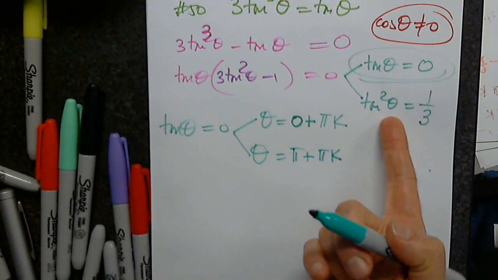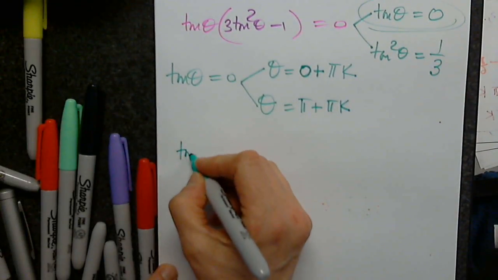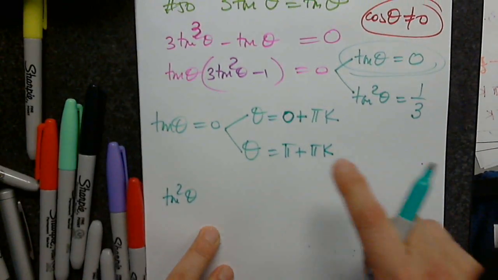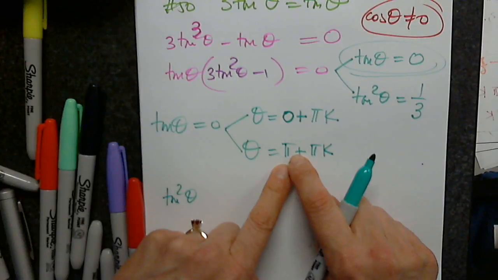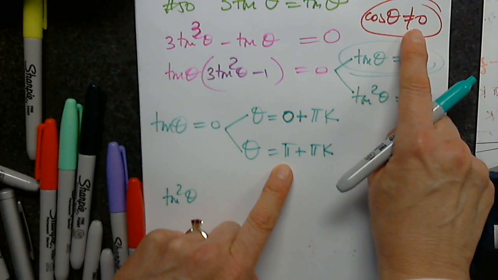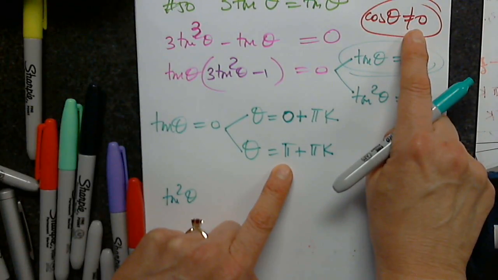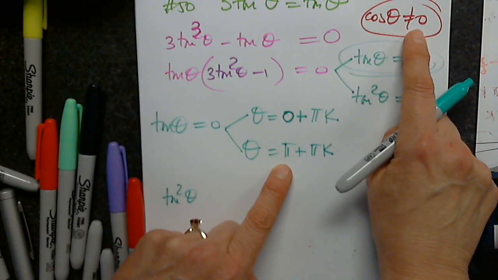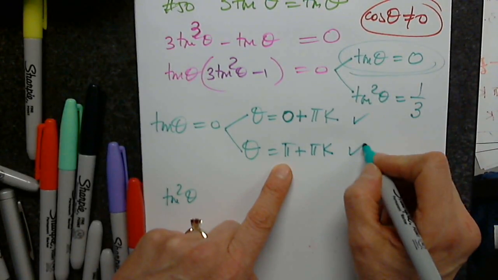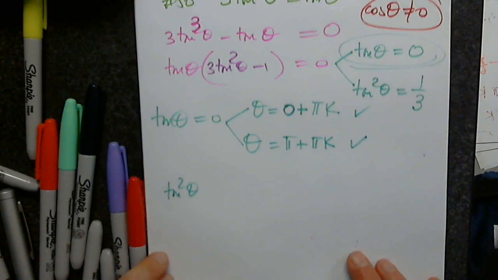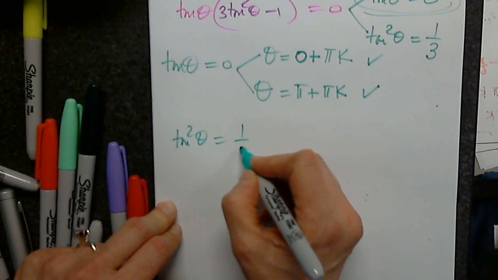Now I'm here. So I have to solve the equation tangent. By the way, at 0 and pi, is cosine 0? If sine is 0, cosine cannot be 0 at the same time. No, it's not. So these are safe. I checked against the restriction. Okay. So now I have tangent theta equals 1/3.